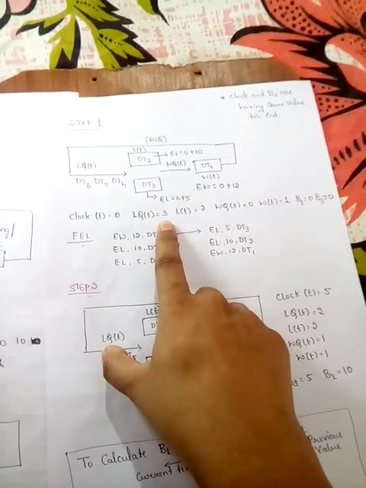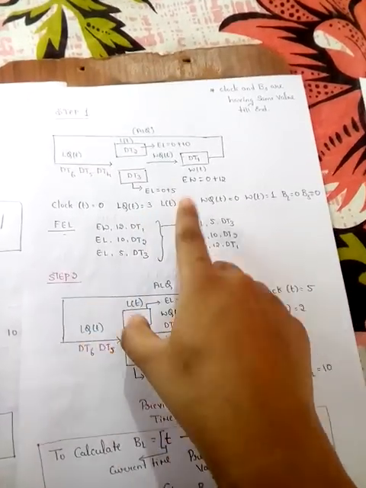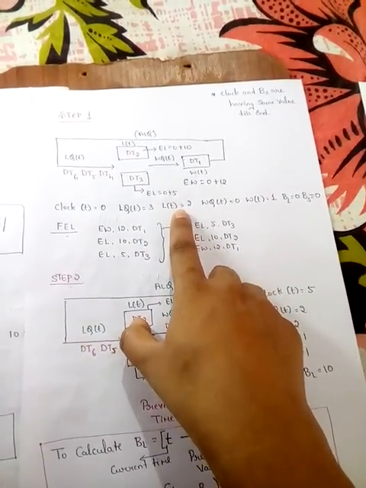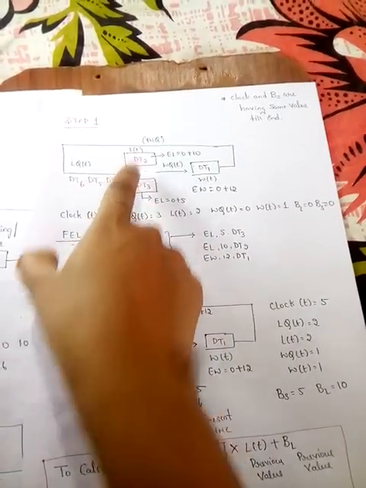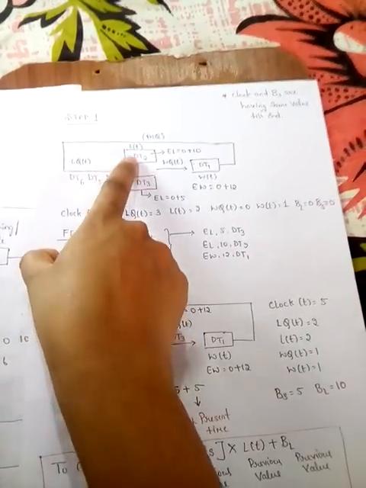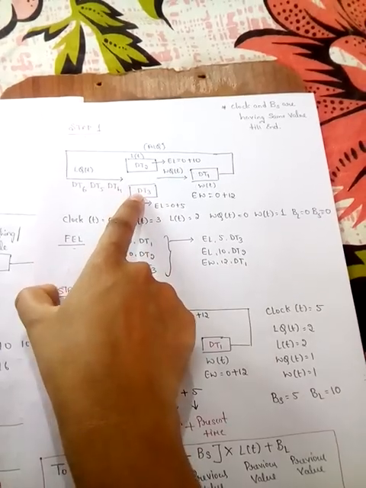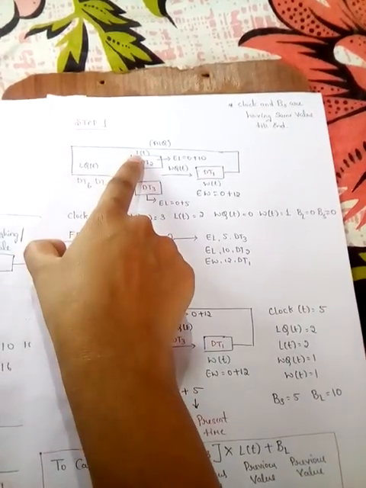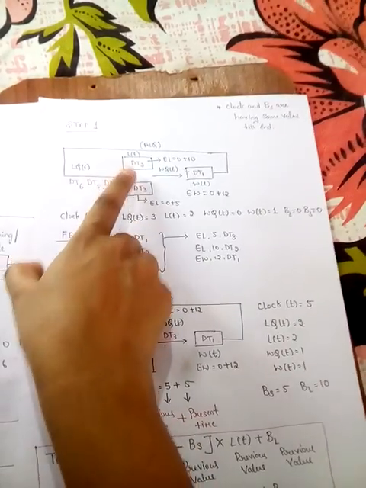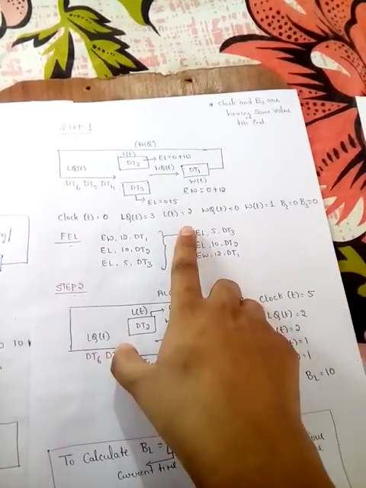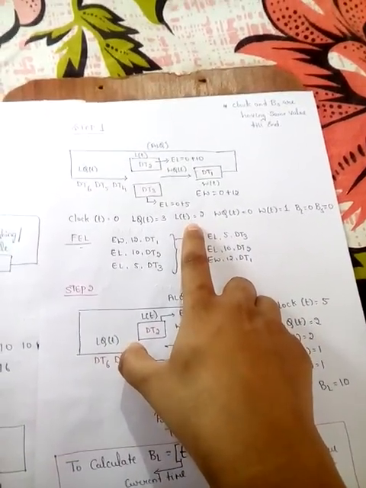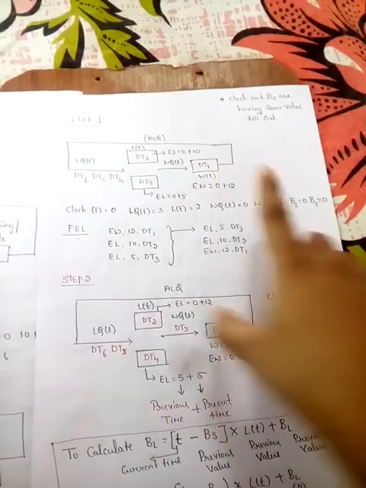So LQ of T value is 3. Now L of T value is how many trucks are being loaded in my loading. There are 2 trucks being loaded in my L of T, DT2 and DT3. So my value of L of T is 2.